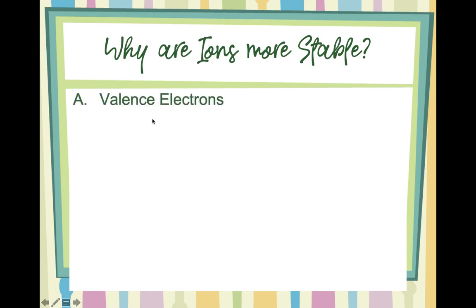The first thing we need to review when we're talking about stability is valence electrons. Remember, those are the electrons in the outermost energy level, not sublevel, not orbital, energy level.